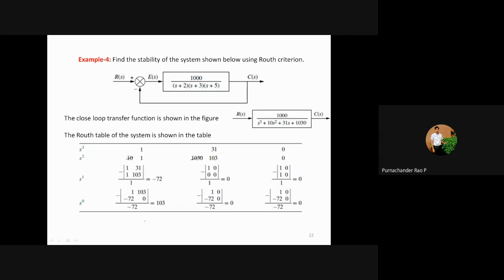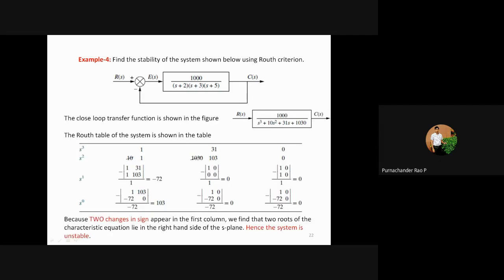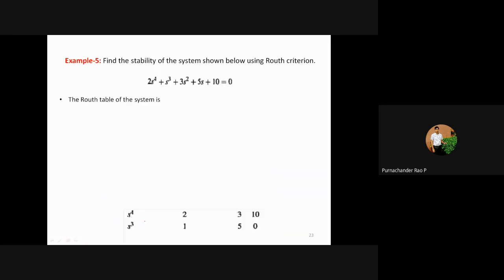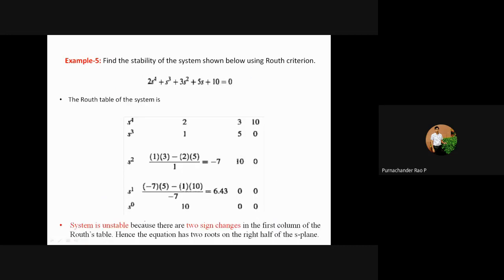Okay, so do more problems like this yourself. There are some more problems.